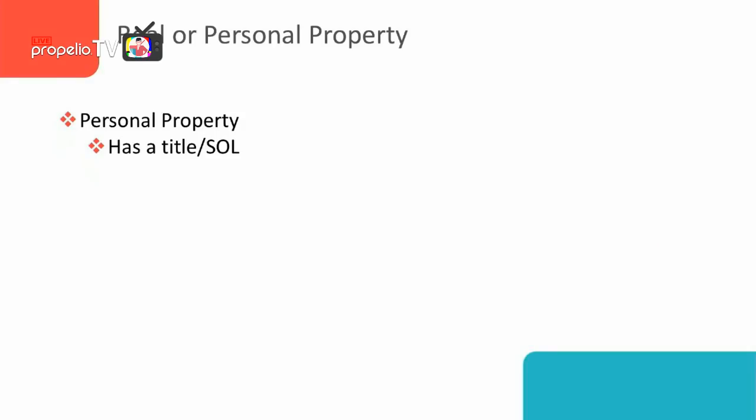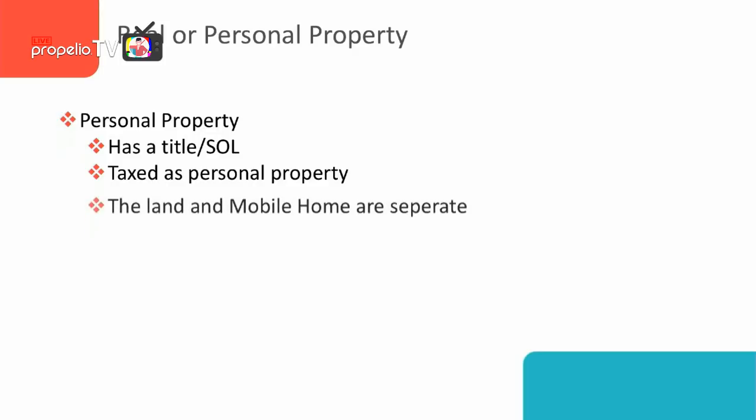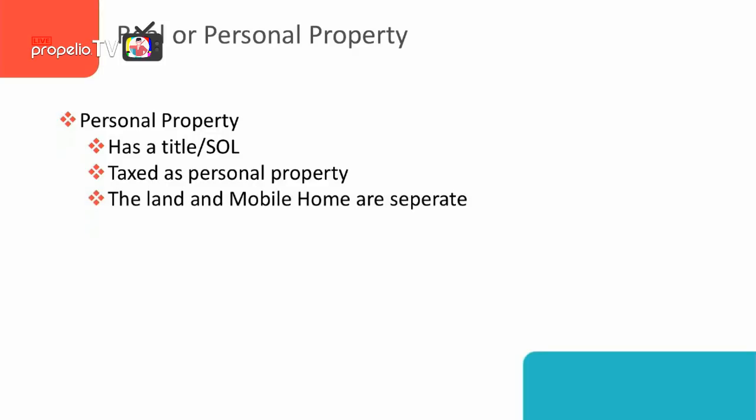You know, do you have title to your property? Deed is what gives you ownership of real property. Title is what gives you ownership of personal property. Title versus an SOL. Personal property will have a title. It will be taxed by your local agency as personal property. And the land and mobile home are considered separate on paper. They're not necessarily separate. A mobile home that's personal property can be attached to the land physically and through title attached separately. Ask questions.